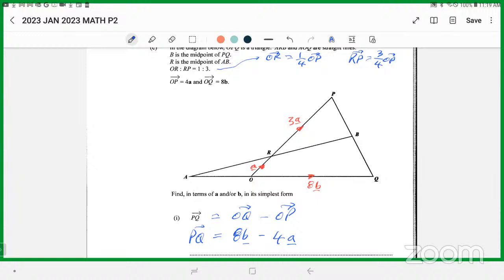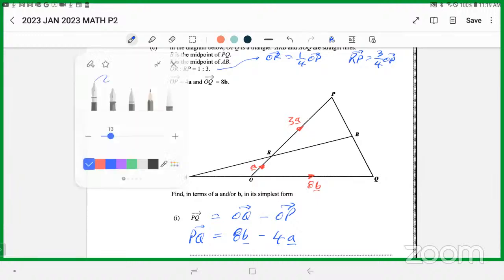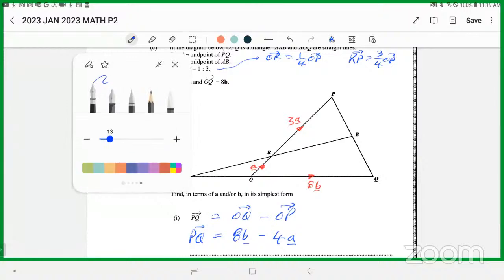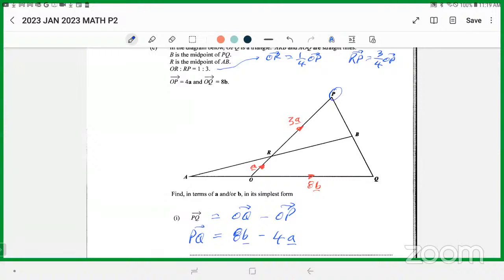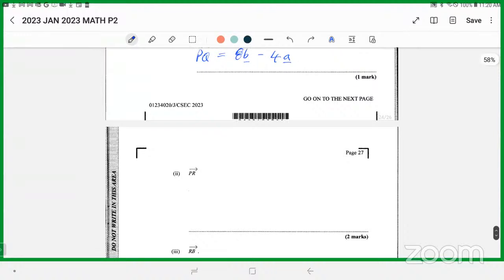If you wanted to do it from the diagram, then we would say, okay, starting at P, I want to go to Q. We would start at P, come down to O first with the minus 4A, and then go across to Q with the plus 8B. So it will be minus 4A and the 8B just the same. All right. So you could have also gotten it from the diagram. But when I know the position vectors, I'm going to use the O of the last minus O of the first. Next thing we have to find is PR.